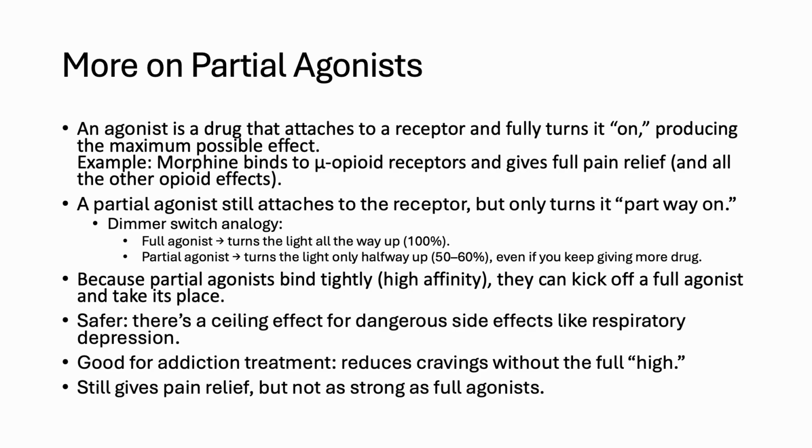The best analogy for this is a dimmer switch. A full agonist turns the lights on all the way, 100%, like a light switch. It's either on or it's off. That's a full agonist. The partial agonist is like a dimmer switch. You can turn the light on up halfway, and let's say if your dimmer was broken, you couldn't give it any more. It only turns the light halfway up. If you have a better analogy for that, let me know.